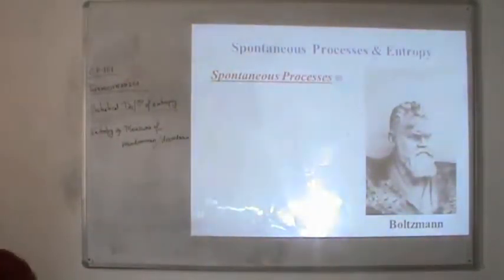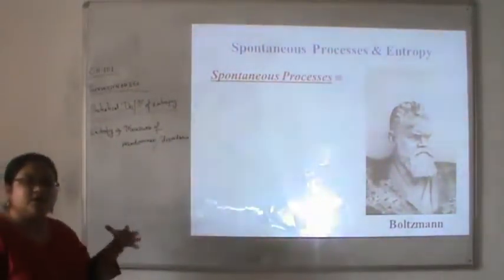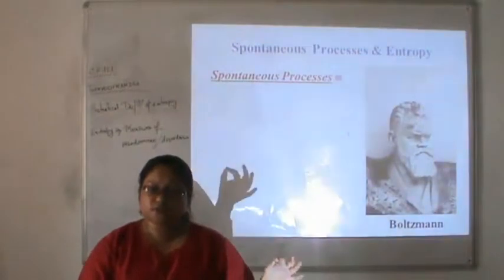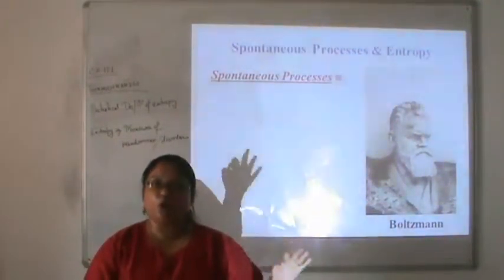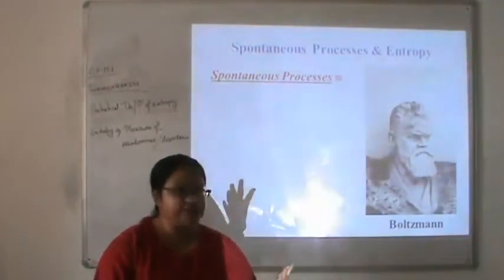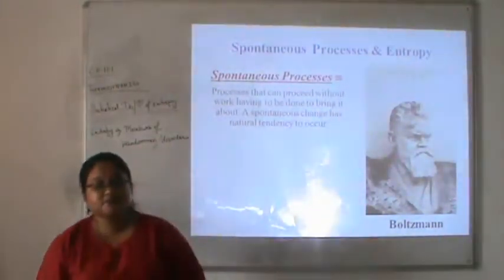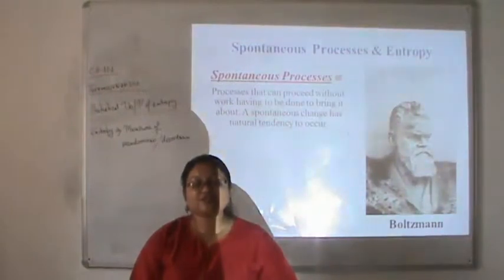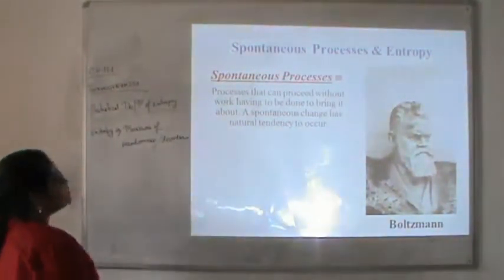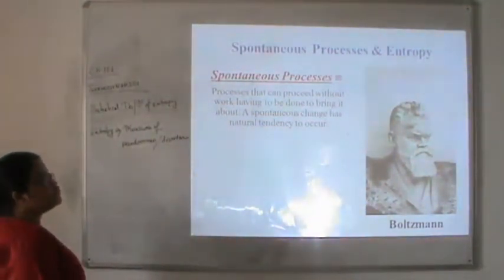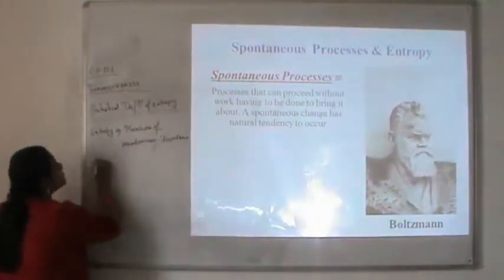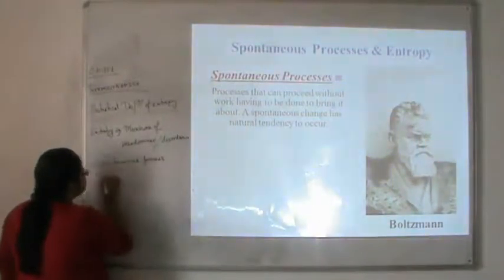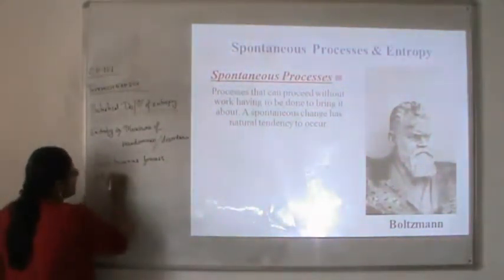So now we know that for a spontaneous process, entropy gradually increases. Now we have to know what is this spontaneous process. A process which can be carried out without any work; all natural processes are spontaneous processes. The process that can proceed without work having to be done to bring it about is called a spontaneous process, or a natural tendency to occur. So in the case of a spontaneous process, the change in entropy, delta S, gradually increases.